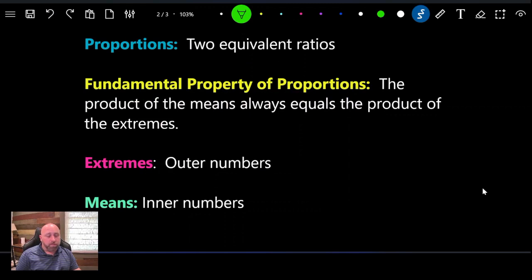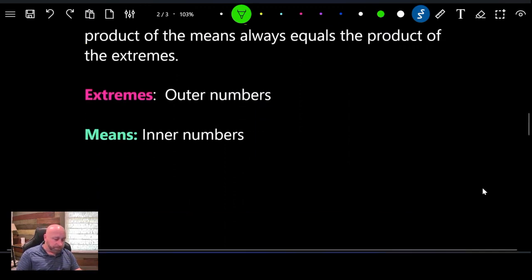Super important right here. The fundamental property of proportions means that the product of the means, what's the means? We're going to talk about that in a second. Always equals, notice it says always, okay? That means always. There's no exceptions to this. The product of the extremes. What's the extremes? Well, I'm glad you asked.